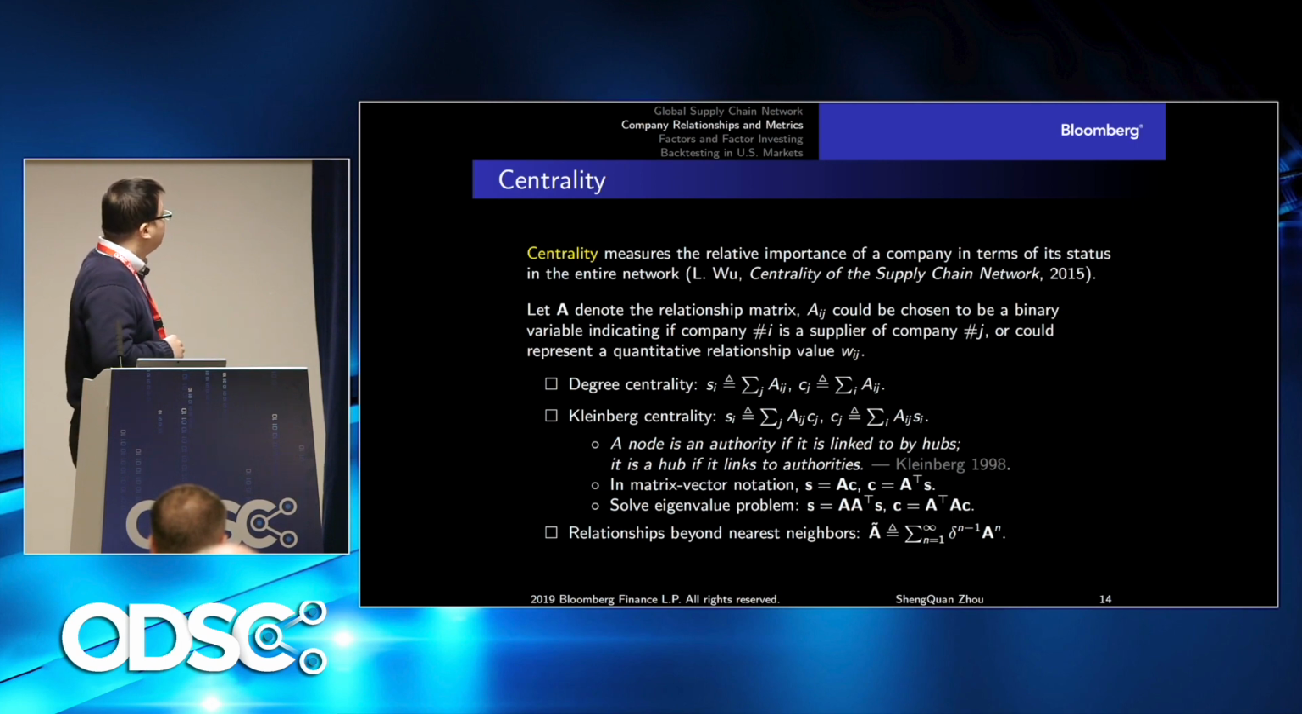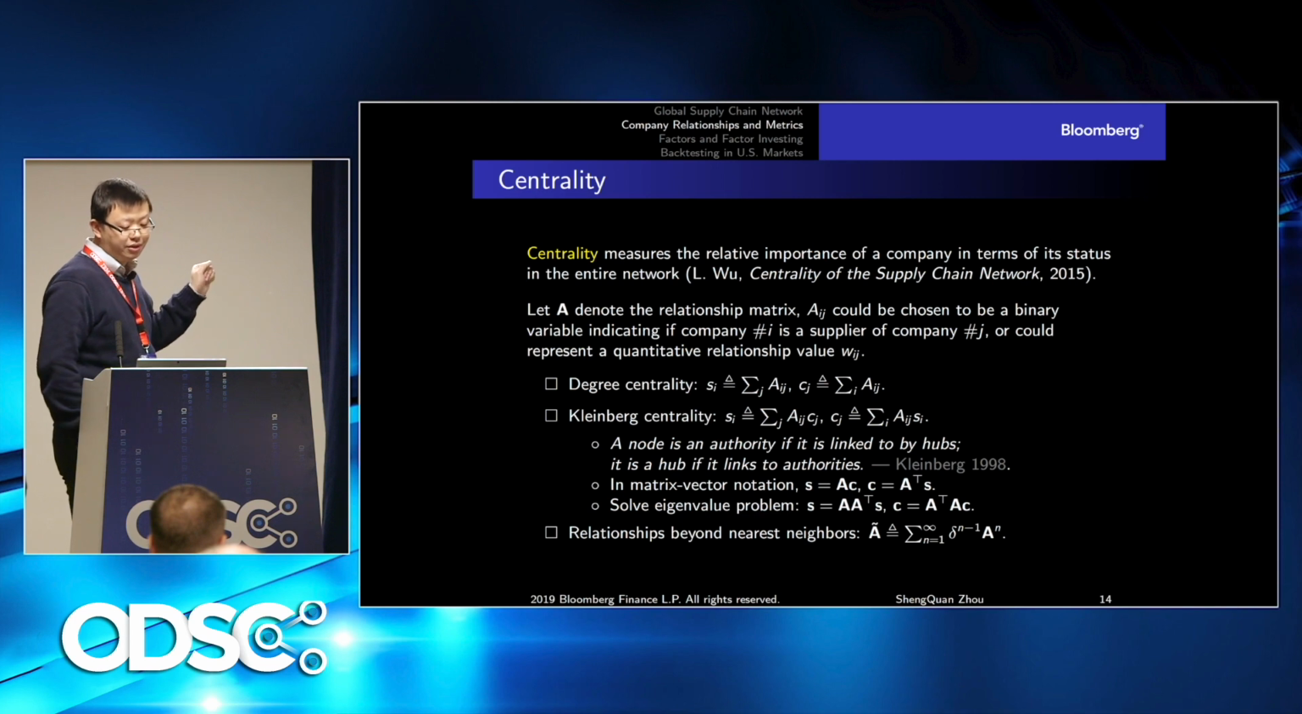So if you define a relationship matrix Aij, where the element ij could be a binary variable, 1 if there's a relationship, or 0 if there's no relationship, or it could be some quantitative value if you have a quantified relationship. The simplest kind of centrality is called degree centrality, which is nothing more than just counting the number of customers for a supplier, or counting the number of suppliers for the customer, right? That's still a local calculation.